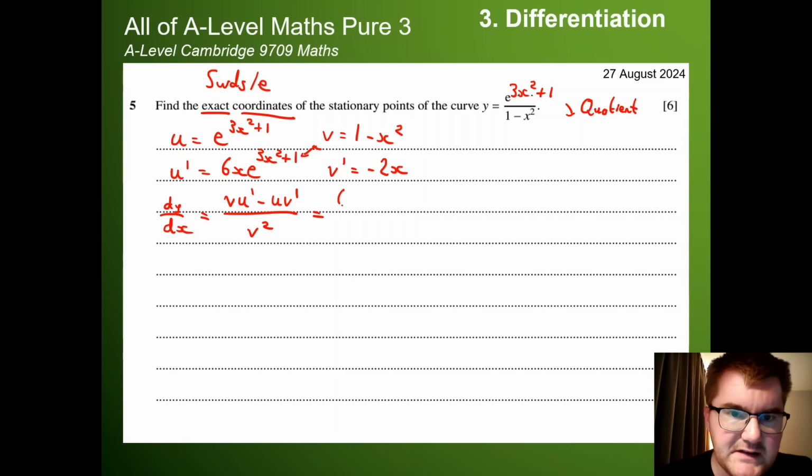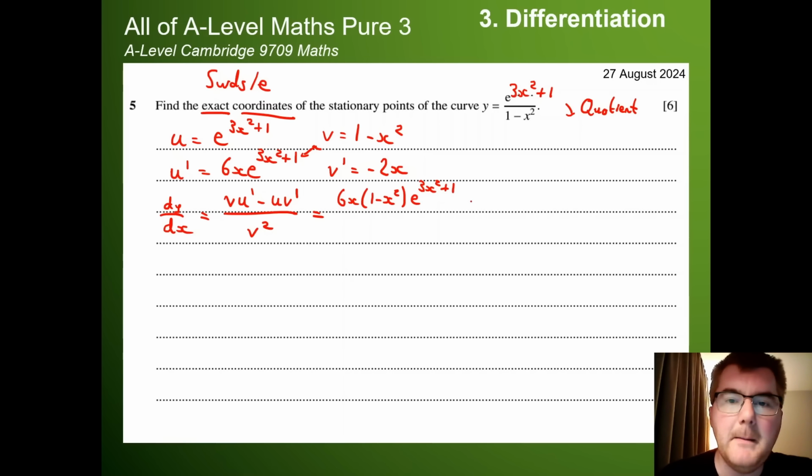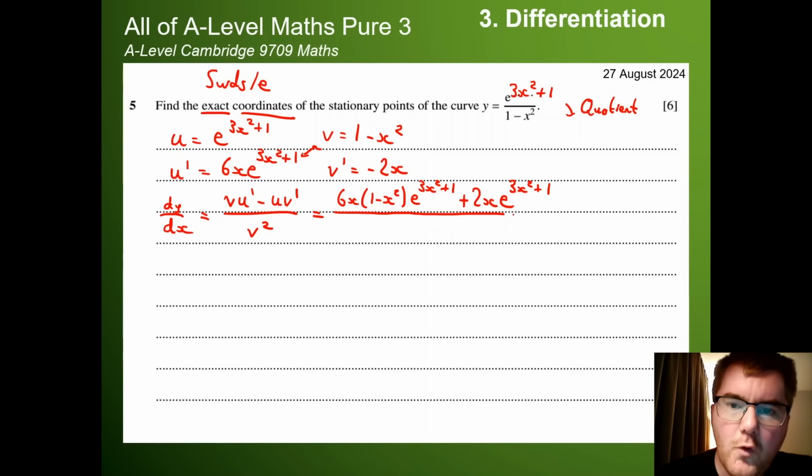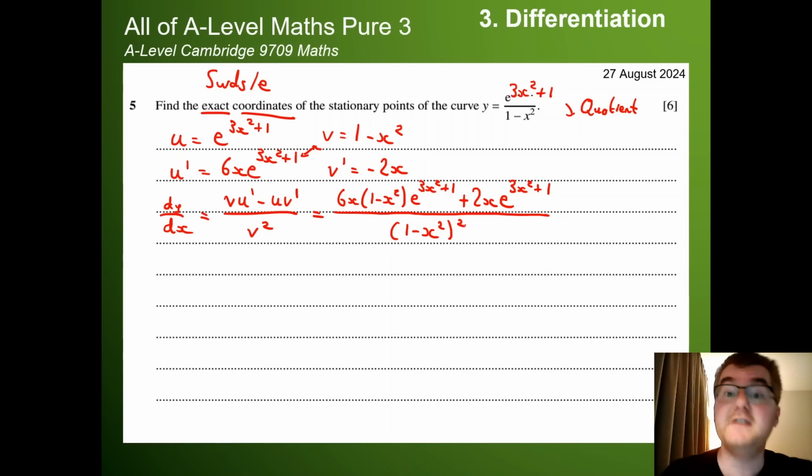So we have 6x brackets 1 minus x squared, e to the power of 3x squared plus 1, minus uv dash, so it's going to be a plus 2x, e to the power of 3x squared plus 1, all over v squared, so that's going to be equal to 1 minus x squared, all squared. So we have our expression here.